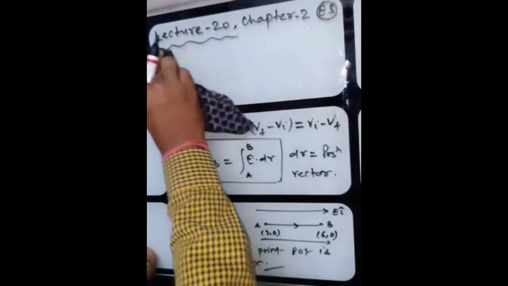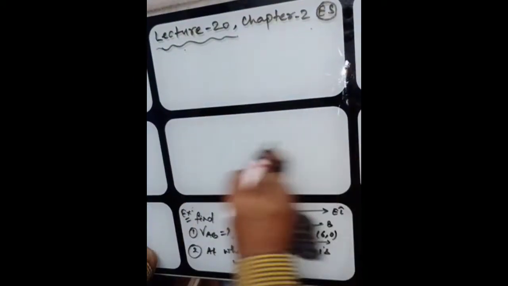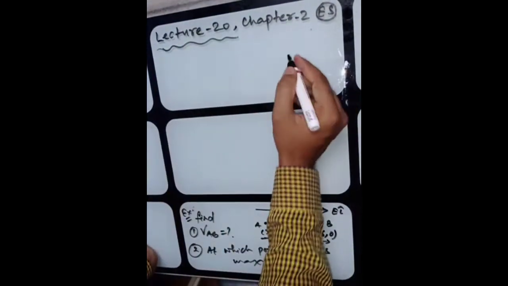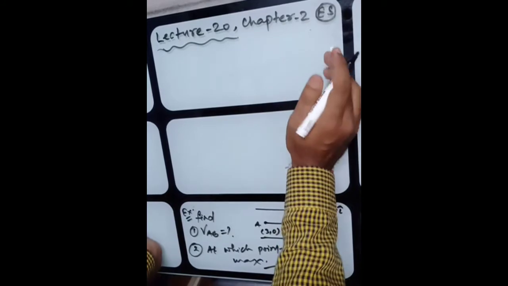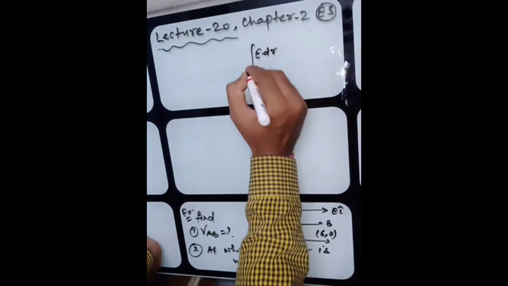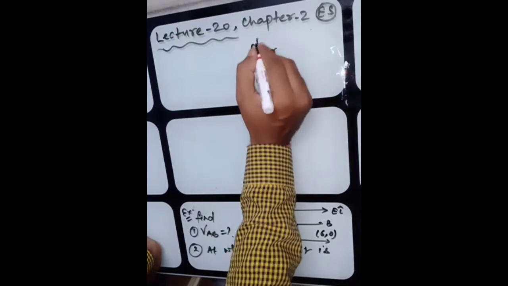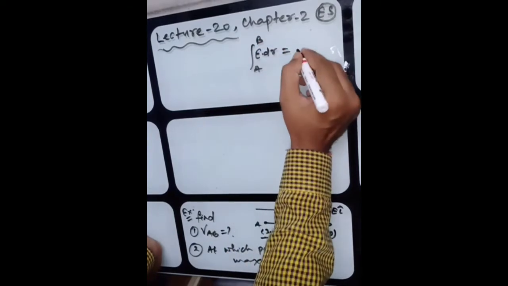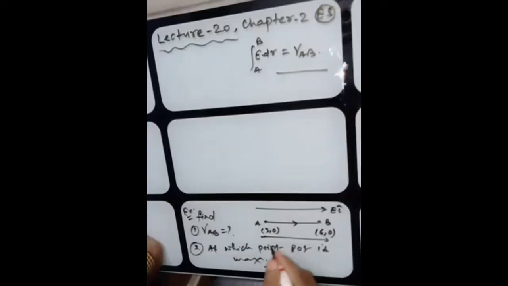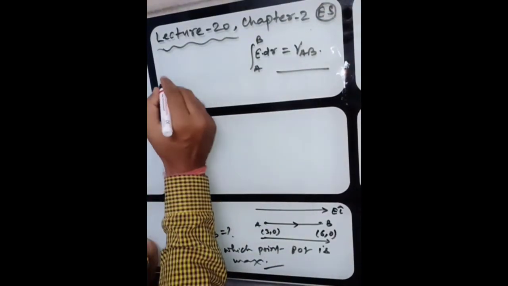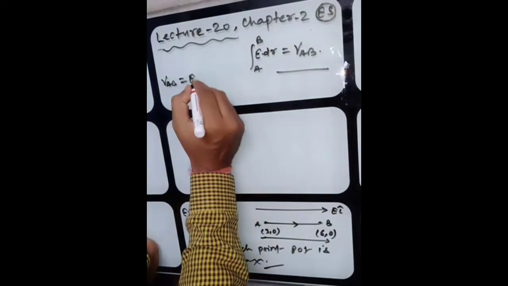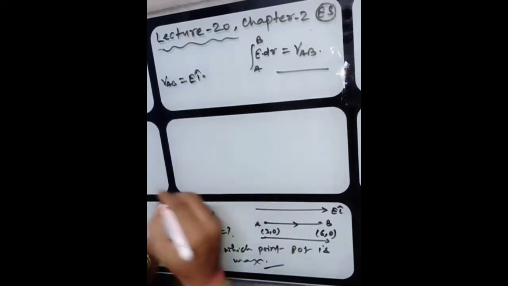Now look at it carefully, my dear student. What is the formula actually? Let me recall it again so that you remember: the integral of E dot dr from A to B is V_AB. This is the formula, and now we are going to apply it. What is E i dot dr?